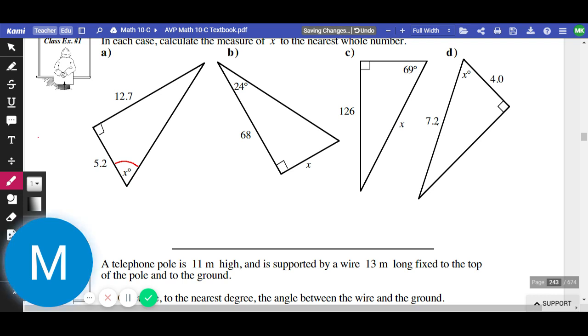The other thing I want to identify is what they've given me. They've given me 2 side lengths. So if I'm looking for an angle and I have 2 side lengths, I definitely want to use SOH CAH TOA. That's the best way to find this missing angle. This is just like the lesson we did this morning. So if you want to find a missing angle using SOH CAH TOA, you label your triangle opposite, adjacent, hypotenuse.